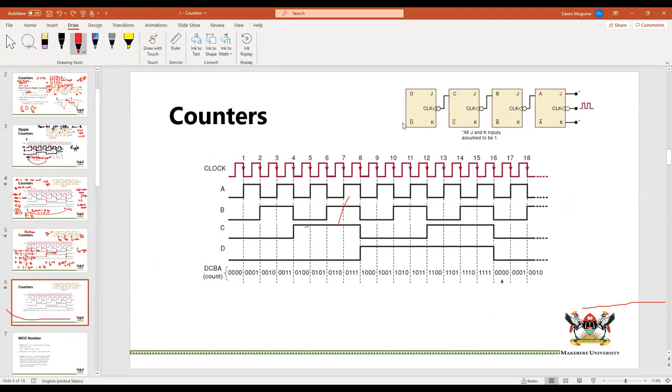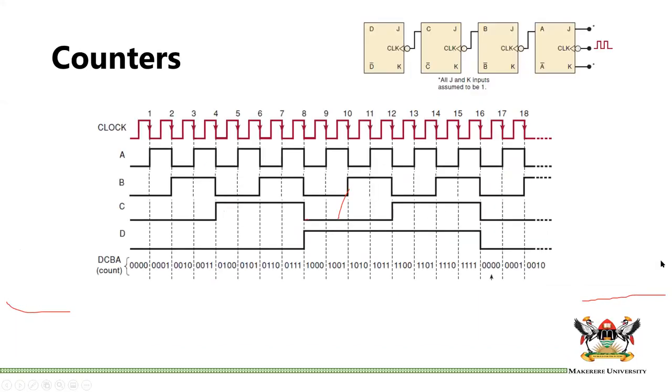Yeah, the point where I'm at. You can see clearly with your eyes that the clock is repeating itself fastest. A follows, B follows, C follows, and D is quite slow. It is taking a much longer time. So my question was, how can we know the frequencies of these?